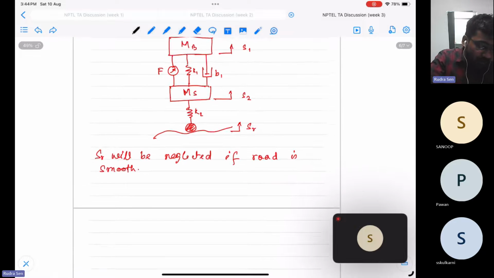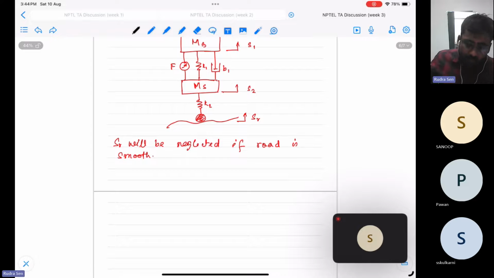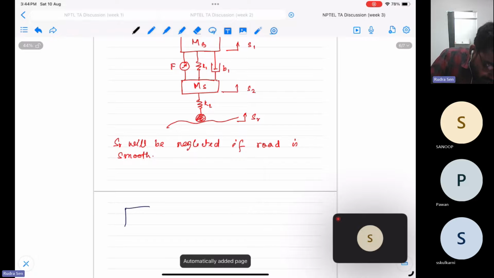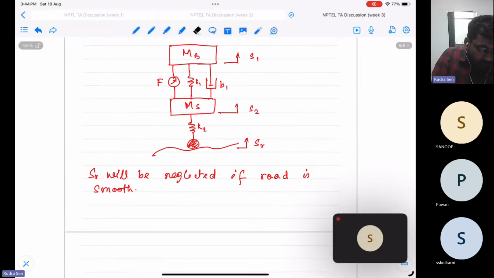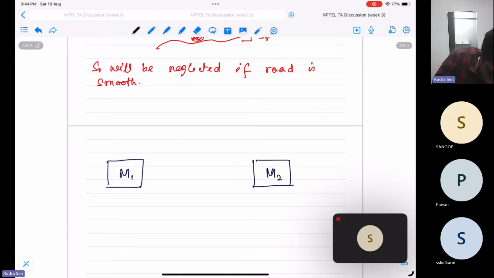So now if we do this using a free body diagram, I'm just writing down the free body diagram, and I hope you will definitely get the dynamics equation of the system. So this is M1 and this is M2. This is the displacement S1 and this is the displacement S2.